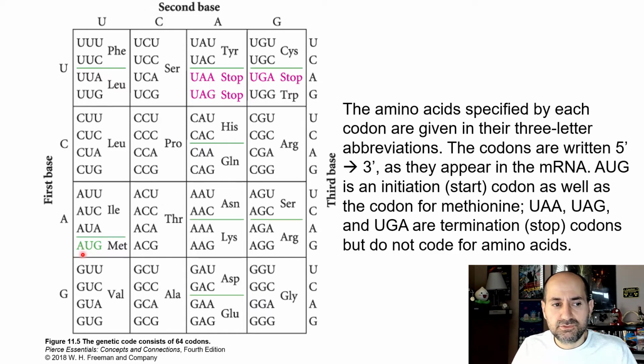Now, what's this? AUG, why is that in green? Remember, AUG is not only the start codon, but it also the codon for an amino acid, methionine. By the way, you can have more than one AUG in an mRNA. It's just the very first one that will direct the ribosome to begin translation. Any subsequent AUG will simply direct the ribosome to put a methionine amino acid in place.